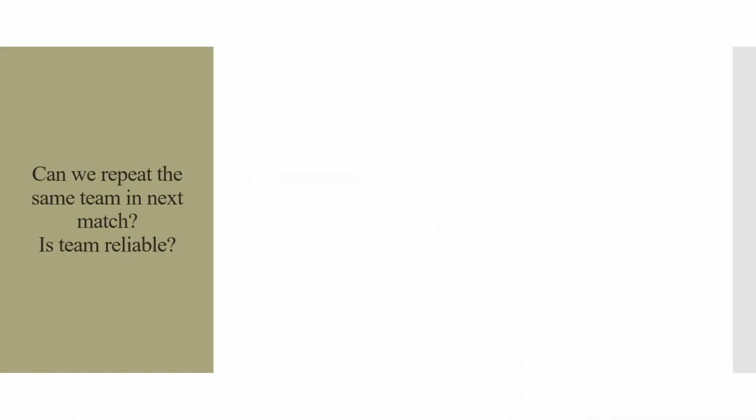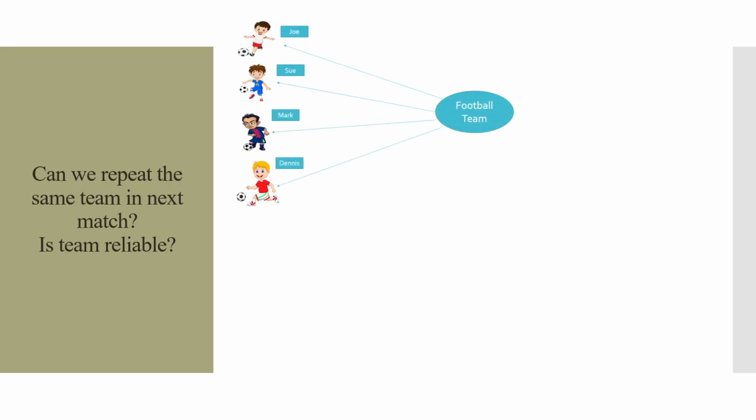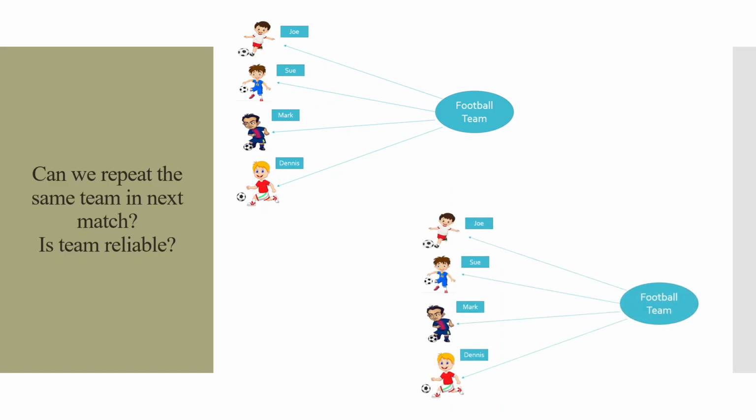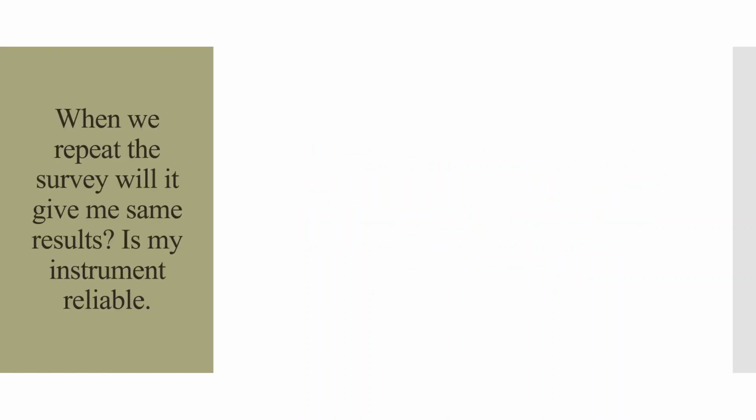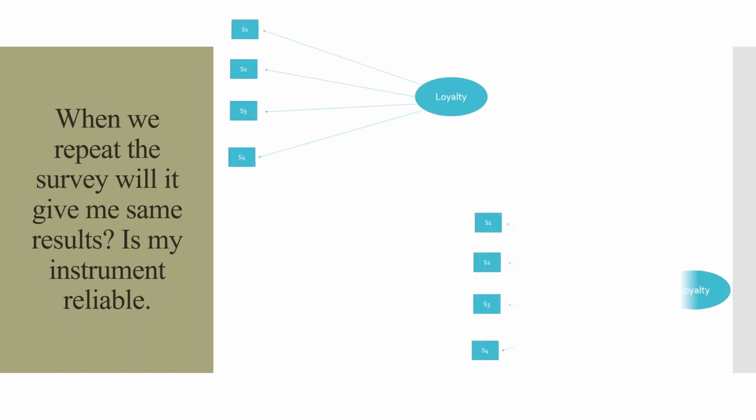Can we repeat the same team in the next match? So the example which I have taken here is of the football team. If I can repeat the same team in the next match, then I can say that the team is reliable. So the reliability is, are we getting the same result using the same instrument every time? If yes, then the instrument is reliable. When we repeat the survey, will it give me the same results? Is my instrument reliable? If the same instrument is repeated and it gives me the same result, then it is reliable.